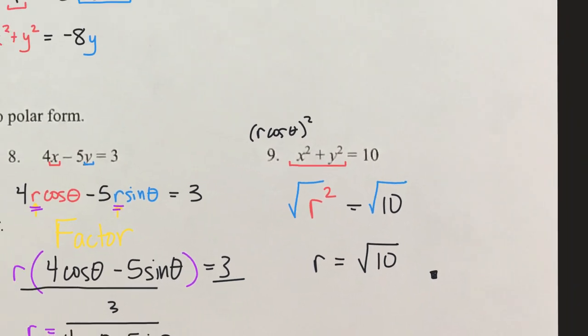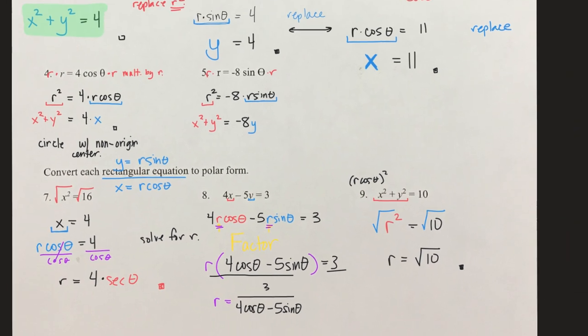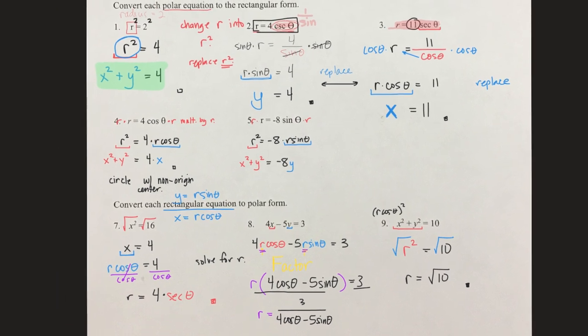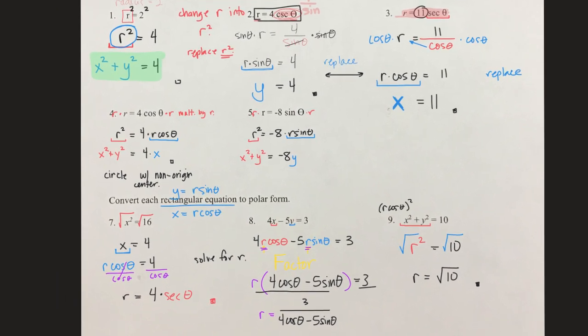Okay? So I think that as you become more practiced with these, they will become easier, right? You want to create things that you can replace. You create it by doing something to both sides. Squaring, multiplying by r, replacing, things of that nature. Okay, so this is how we do conversions of equations from rectangular to polar.